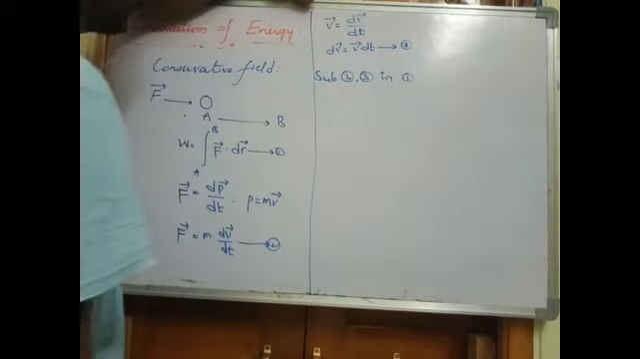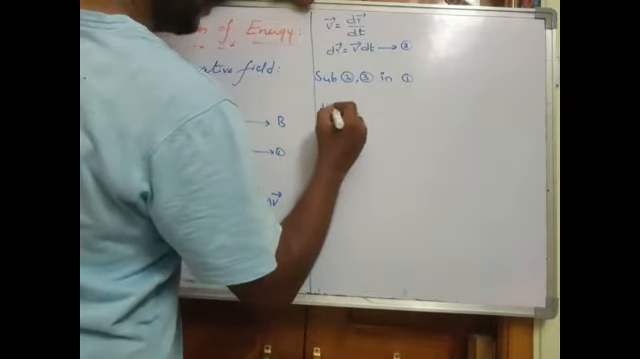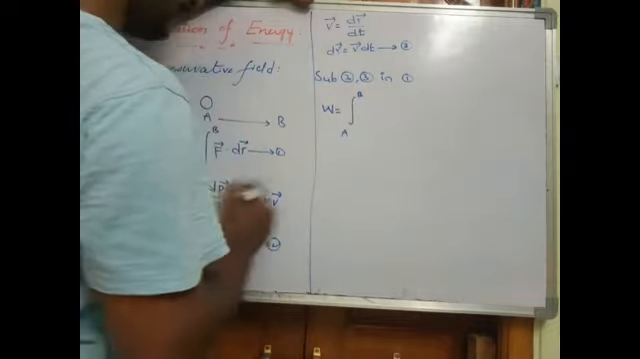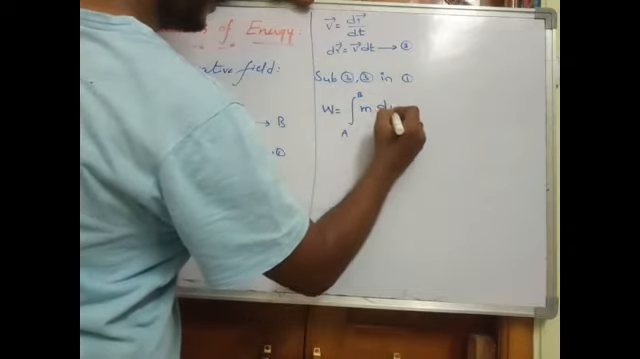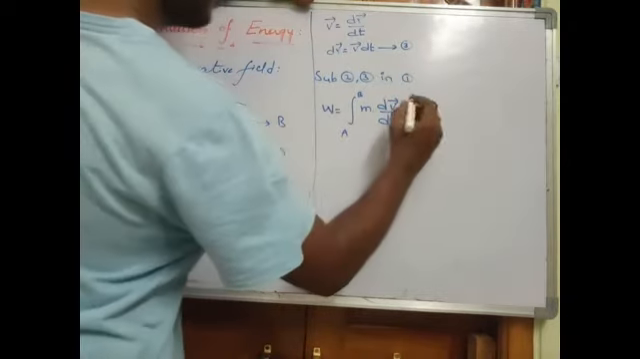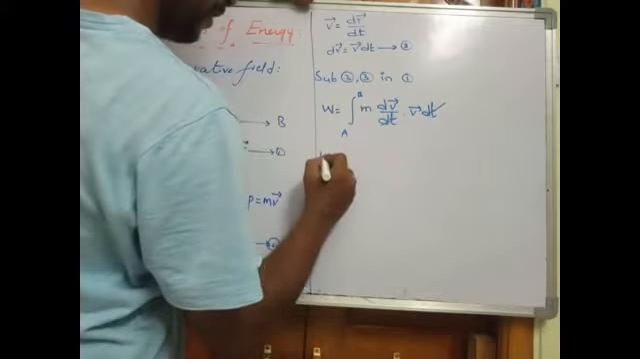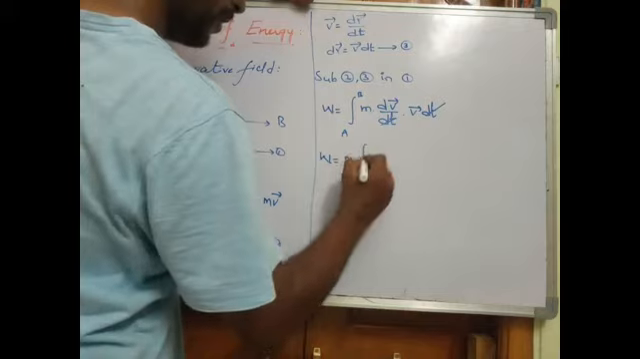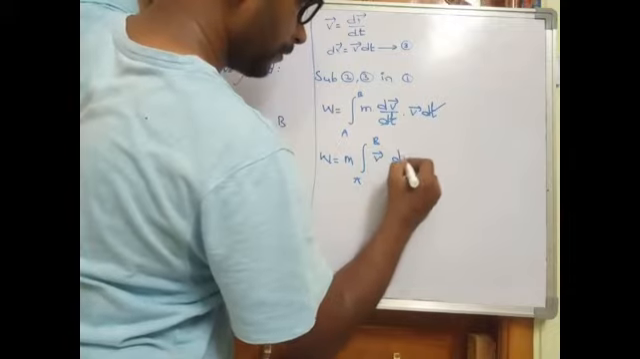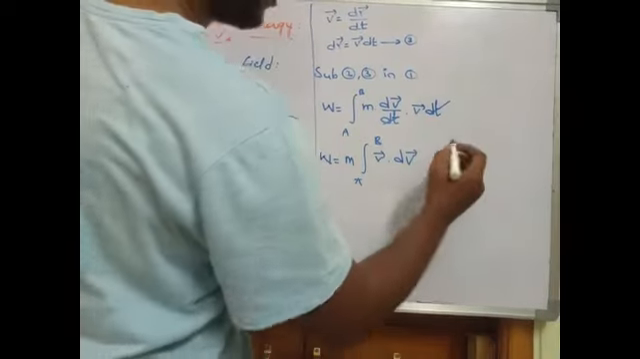See there what we get substituting these two equations in equation 1. W equal to integral A to B, and in place of F bar we write m into dv bar by dt, into dr bar. Position vector is what? v bar into dt. So this one cancels, and mass is constant, writing outside, and integral A to B, and we have the term v bar into dv bar. And we know the integration of x dx. How can we write integration of x dx?